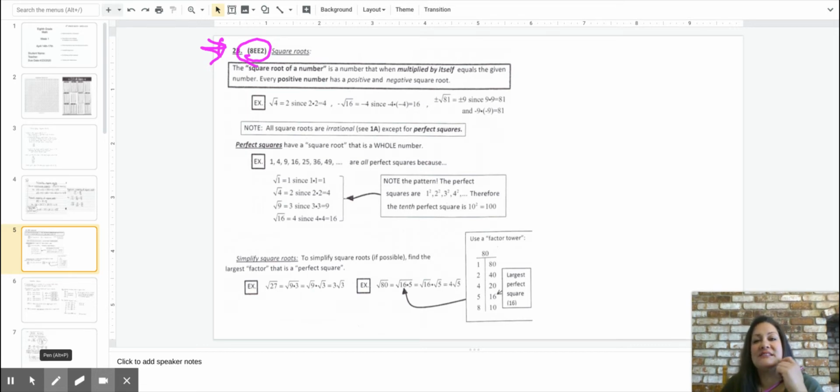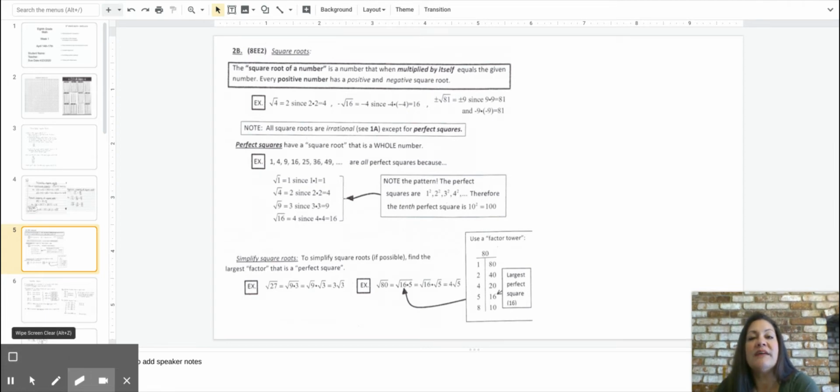So it is, for 8th grade is the 8, and then EE is, what is it? Equations and, I brought it up, expressions. Oh my goodness, I forgot it. So equations and expressions, so square roots.